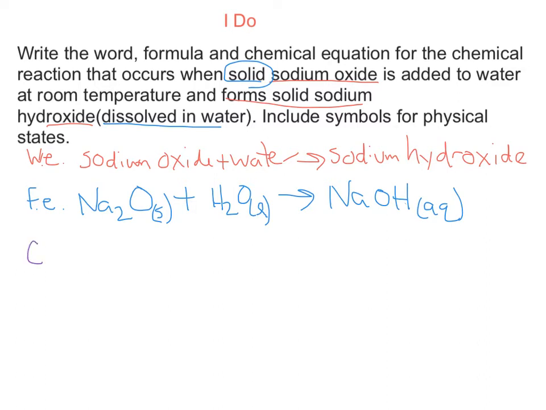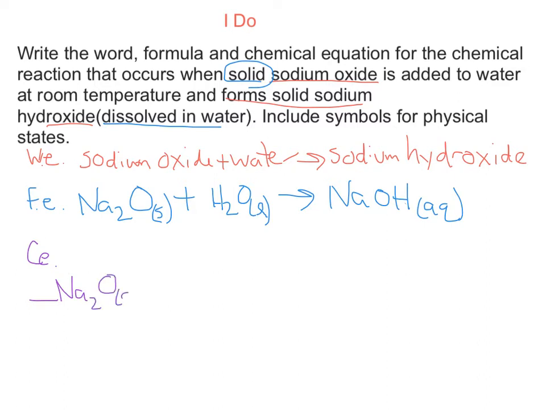Alright, so now we're going to write the chemical equation. Remember that the chemical equation is the same as the formula equation, but with it balanced. And remember that the only way to balance it is that you have to put numbers in front of the formula, never between and never at the end.